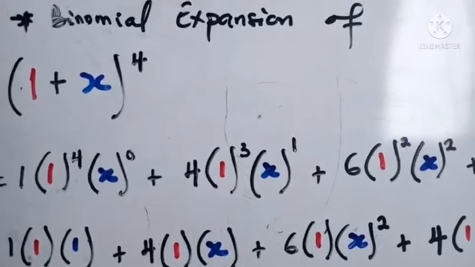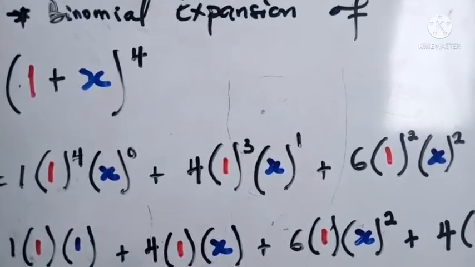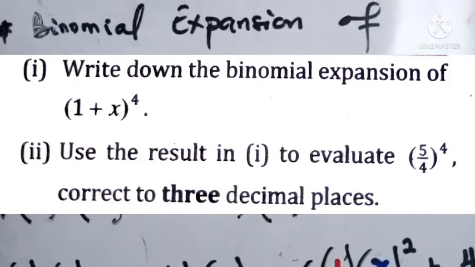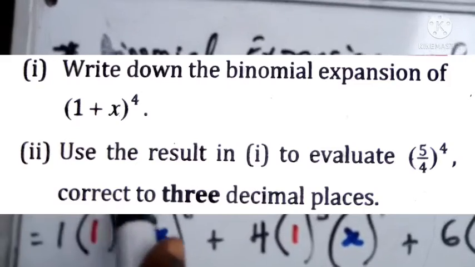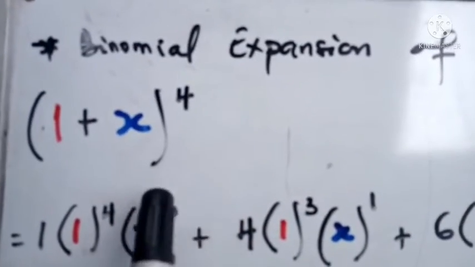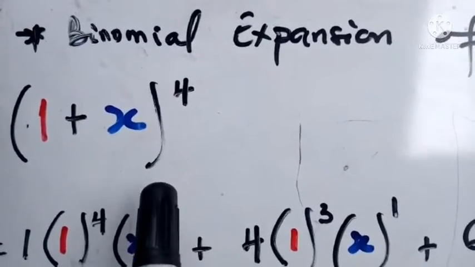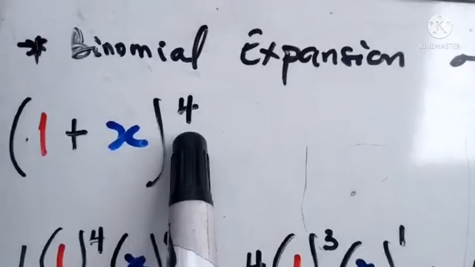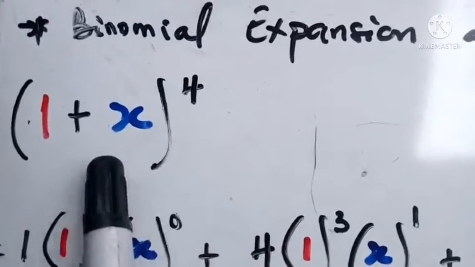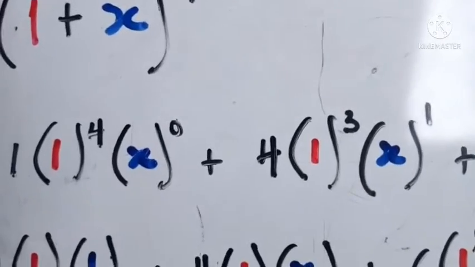Now let's see how we can use the Pascal triangle to solve this type of problem. The question says we should write the binomial expansion of 1 plus x exponent 4. So the trick is that you are going to use a Pascal triangle to expand this. You can see that this is raised to the power 4, right? That is very tedious if you want to go step by step. So how can we use the Pascal triangle to demonstrate that?